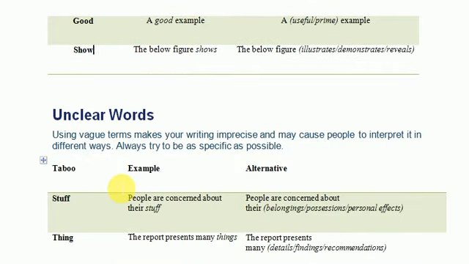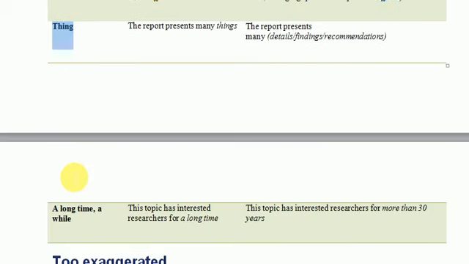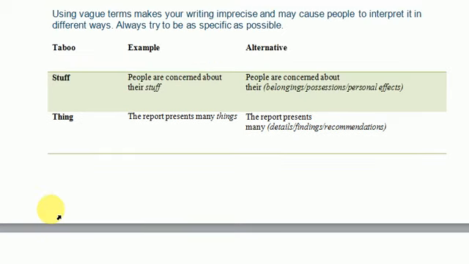There are also some unclear words, and if we use these words in our formal writing, this will not be liked by the reader, because these words are unclear. They are not going to give a clear meaning. And in formal writing, we only select those wordings, sentences, and parallel structures which give a clear meaning.